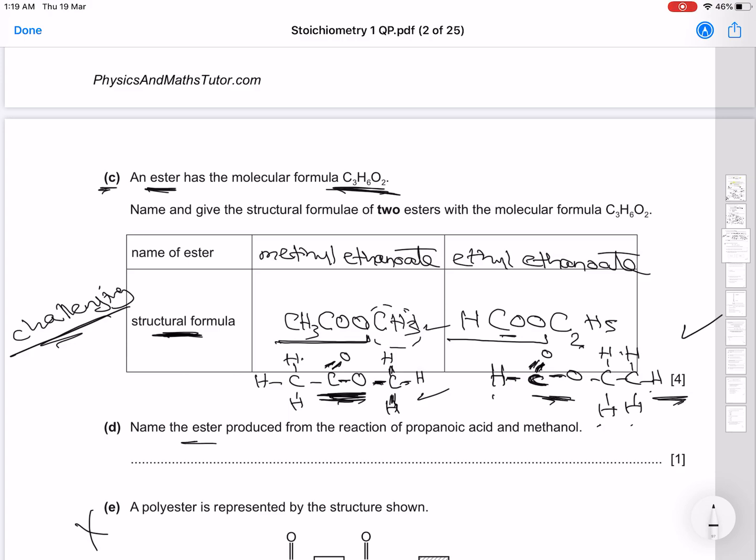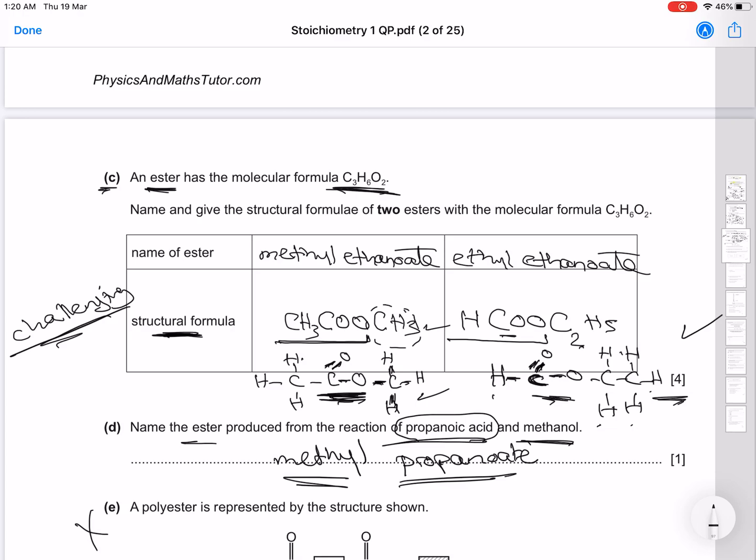I'm doing D now. The ester produced from the reaction between propanoic acid and methanol. This is the father, the one I'm relating to in the name of the ester, so I would call it propanoate, because of the propanoic acid. Methanol will make this radical, which is the methyl group, so it will be methyl propanoate. Methyl propanoate.